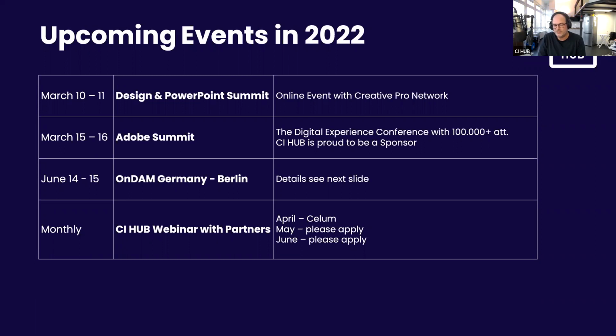On the 15th and 16th of March is the Adobe Summit. The Adobe Summit is the opposite of Adobe Max. Adobe Max is focusing on all of the creatives using the Adobe products, with last year about 1 million attendees. The Adobe Summit is focusing on the non-creative products, on the AEM product, on the workflow product, and on the experience products. We will be part of that event.